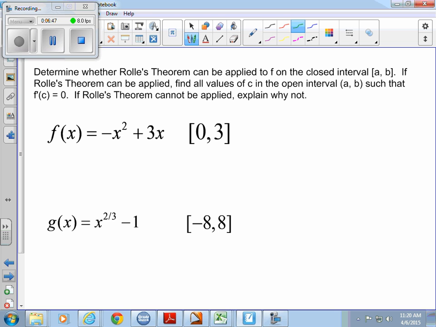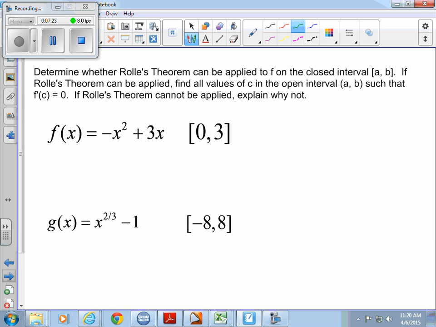Is it continuous? What am I even looking for to decide if it's not continuous? Holes, asymptotes, denominators, square roots, weird things like that, right? Is this continuous from 0 to 3? It's a polynomial, it's continuous everywhere. Is it differentiable? It's a polynomial, it's differentiable everywhere. Right, polynomials are nice. What else has to be true for Rolle's theorem? f of 0 and f of 3 have to be the same.